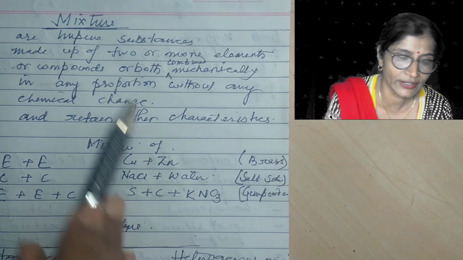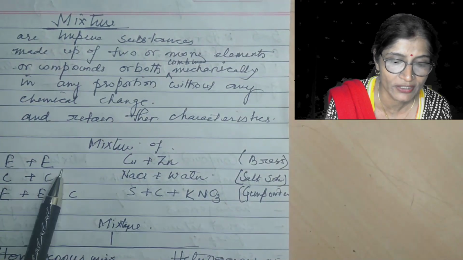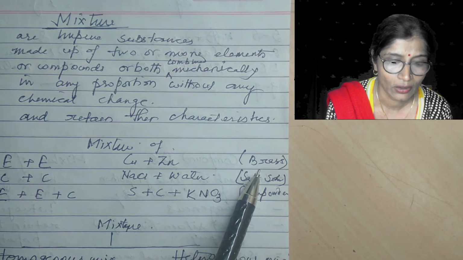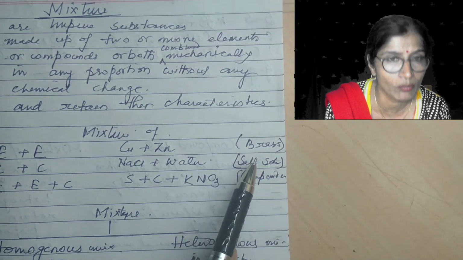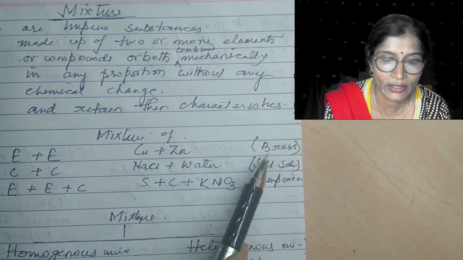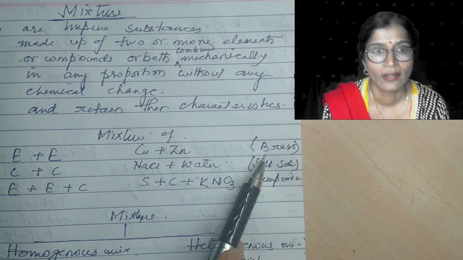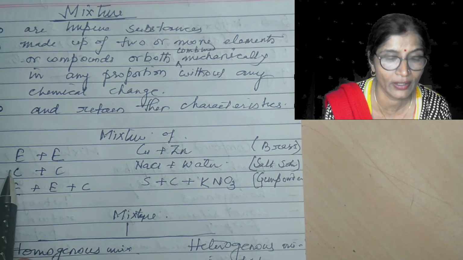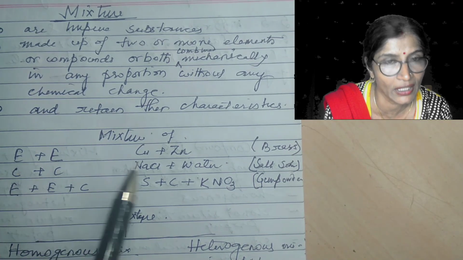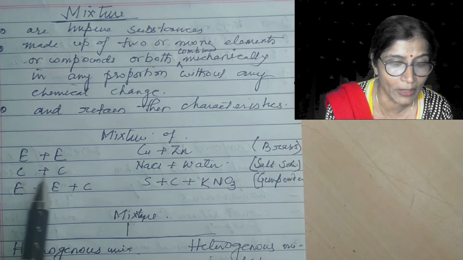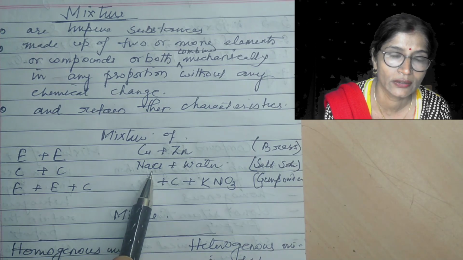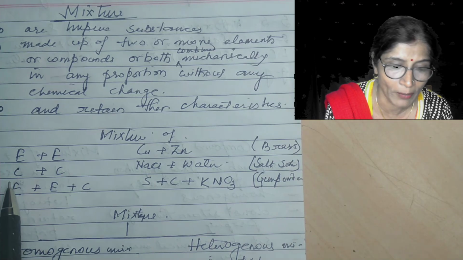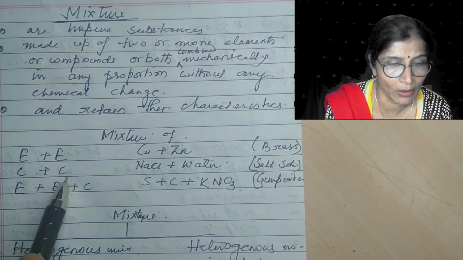Now a mixture, as I said to you, may be made up of two elements, for example copper and zinc. The best examples are all the alloys. An alloy is made up of two or more metals. So brass, bronze, stainless steel are examples of mixtures where a number of elements are there. Examples of a compound and compound mixture are any solution like salt solution or sugar solution.